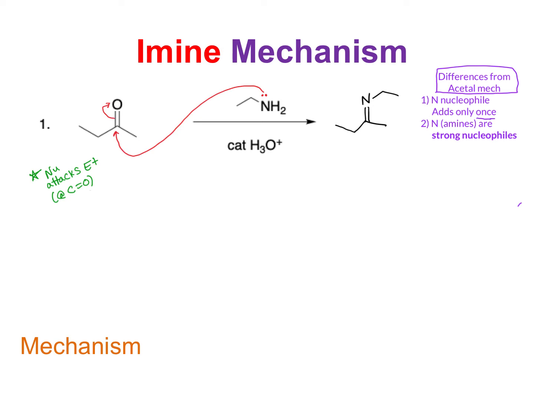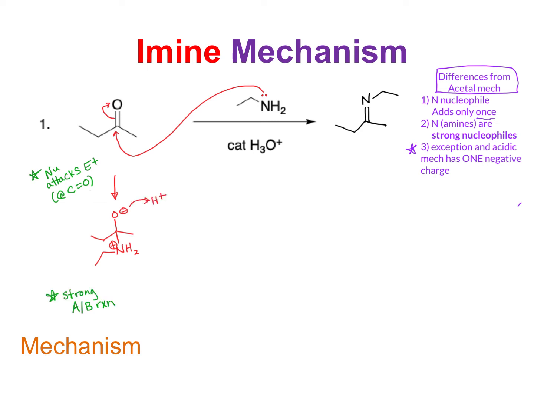Once we've done that, we get this product. We have a minus charge and a positive charge. This is weird for an acidic mechanism, right? Acidic mechanisms usually only have positive charge. So this is an exception to the rule of only having positive charges. This is the only negative charge we're going to have. So it makes sense that the very first step is to get rid of that negative charge, which would not be stable in acidic conditions. So we're just going to go ahead and protonate that, and then we'll draw this product.